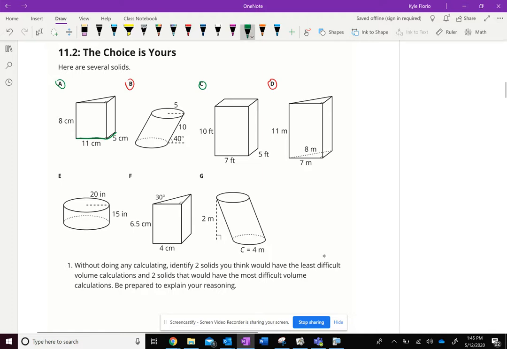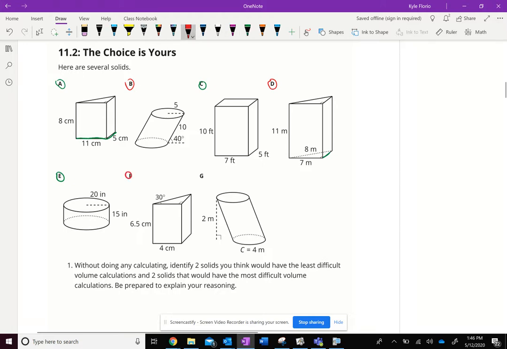E is very straightforward. I know the height, I know the base area is a circle, and I know the radius. So pi r squared, multiply by the height 15, and we're good. Part F, I know the height. I know the base of the triangle, but just like over here, I don't know the height of the triangle. So to find the base area, I would need to use some trigonometry. So that one I'll put in the harder category.